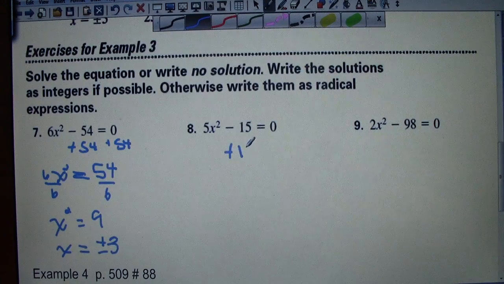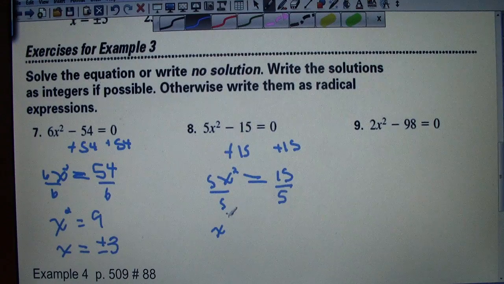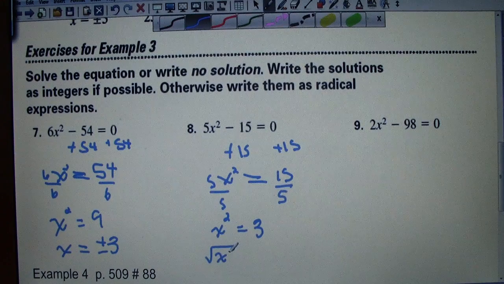I want to get x squared, so I'm going to add 15 to both sides of the equation. And I'm going to get 5x squared equals 15. And I'm going to undo multiplication of 5 by dividing. And I have x squared equals 3. Well, I need to solve for x. And again, since it is an equation, I'm going to have two roots. Well, if you undo x squared, you have to square root it. And whatever I do on one side, I must do on the other.